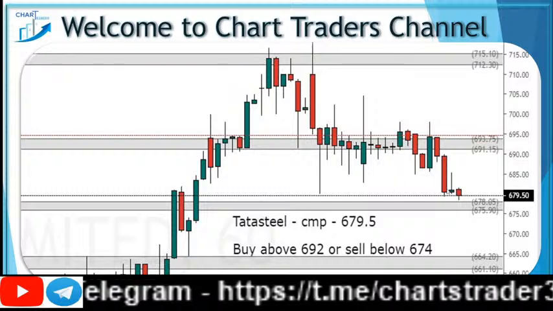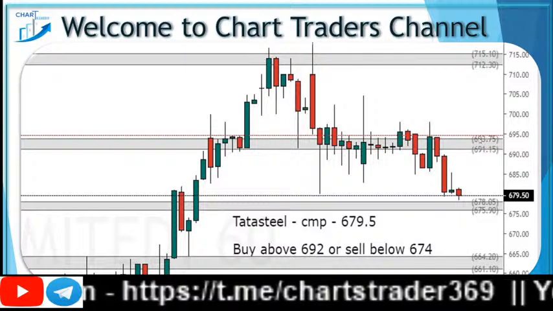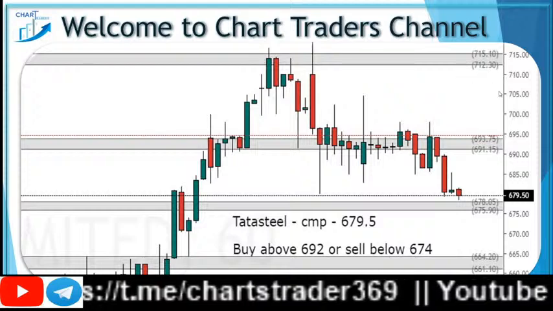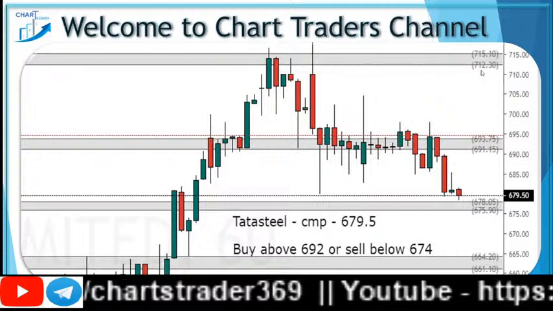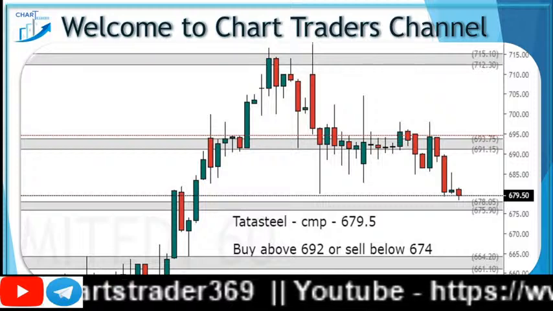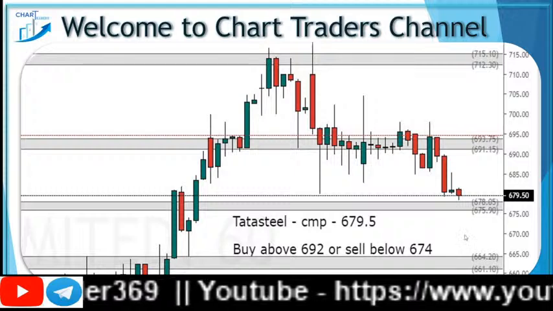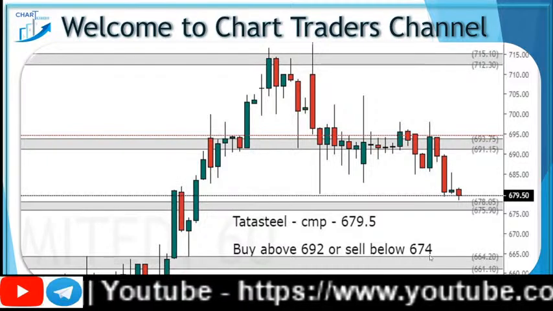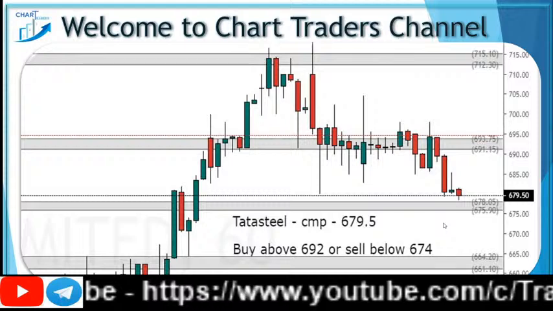So Tata Steel, the current resistance is 692. If it breaks, we can see again it can reach 700, and can also reach 712. So that's an uptrend. On the downtrend, if it fails to hold 674, it can reach 664 levels.